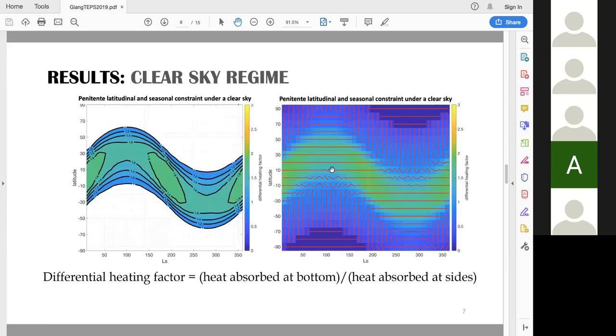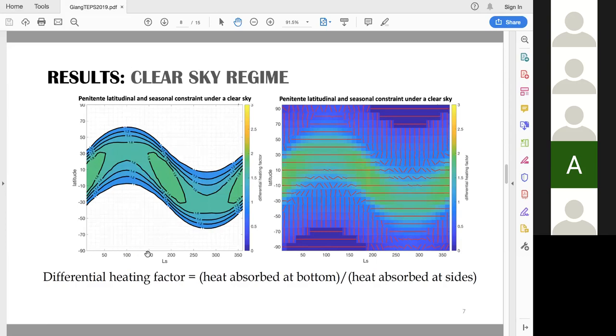All right, so first results, I want to introduce something called the differential heating factor. That is the ratio between the heat absorbed at the bottom divided by the heat absorbed at the sides. So a differential heating factor above 1 means that penitentes can form. First we're going to look at the clear sky regime.